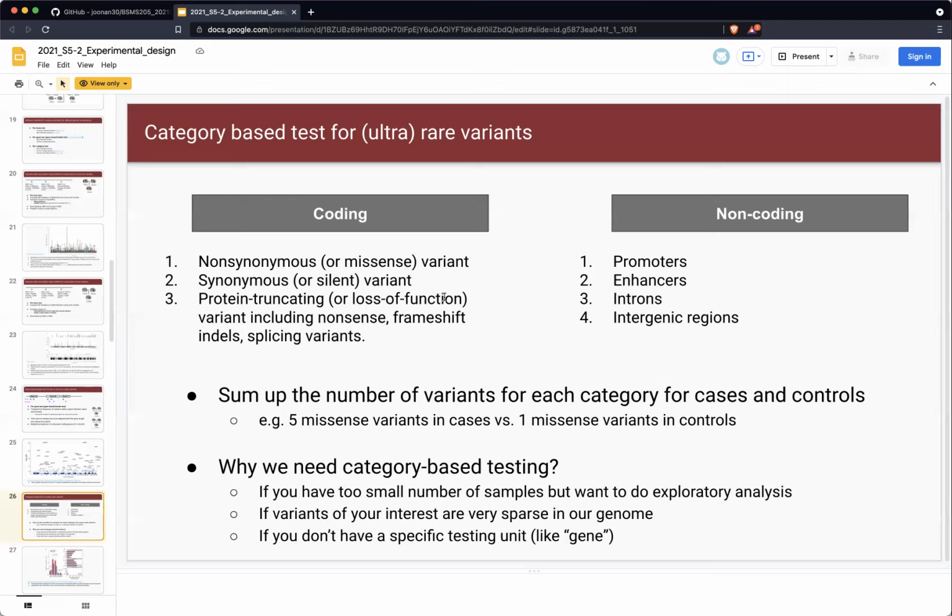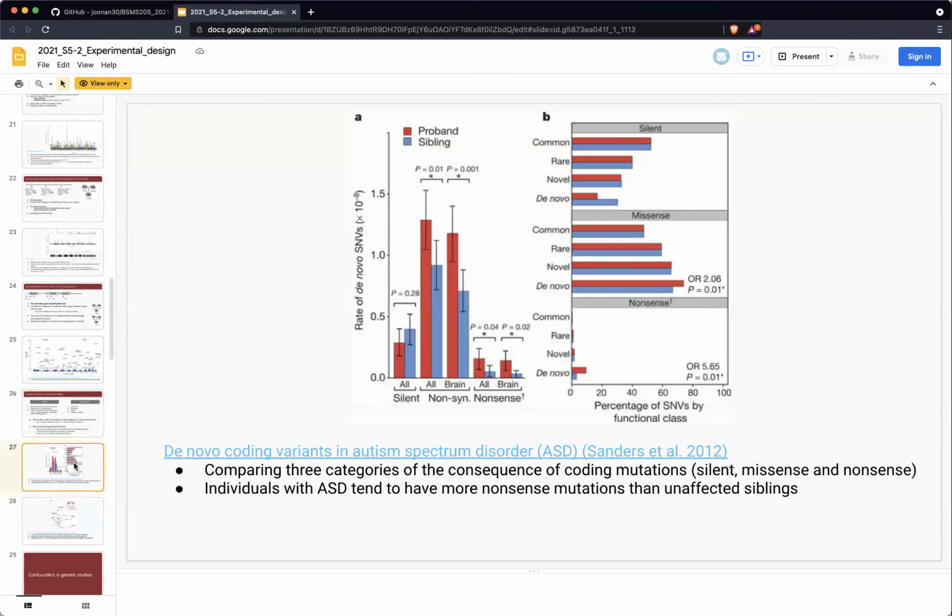Or if the variants of your interest, like de novo mutations, are spread across various parts of our genome, in this case the category test is a much more efficient way than the locus test. Or if you don't have a specific testing unit like a gene, right? If you think about the non-coding genome, it doesn't have the concept of a gene, so there is no way you can refine the testing unit. In this case, you have to set up your own testing unit for the testing, right? So this is one example of, again, the autism exome.